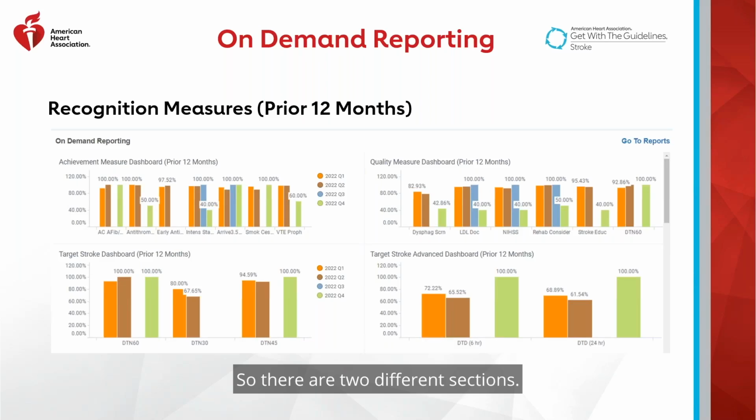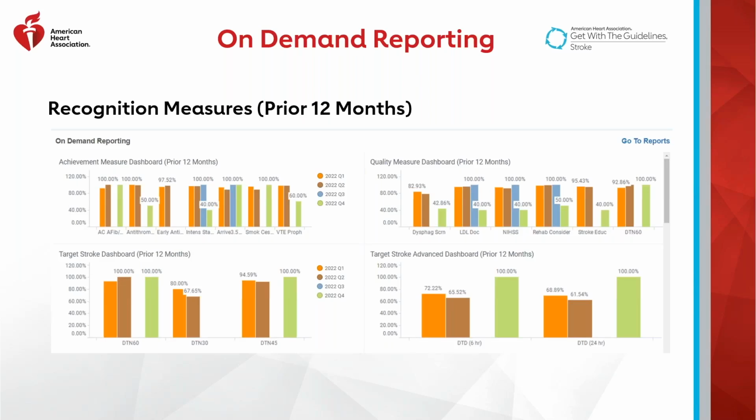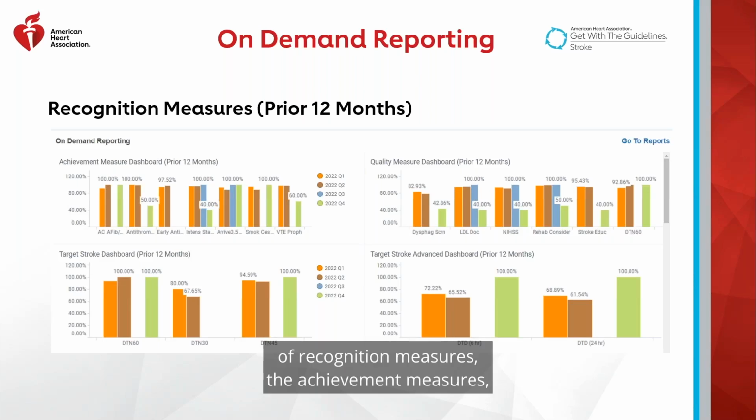So there are two different sections. The very top section is going to include each set of recognition measures, the achievement measures, quality measures, and then both the Target: Stroke and then the Target: Stroke advanced therapy dashboard.